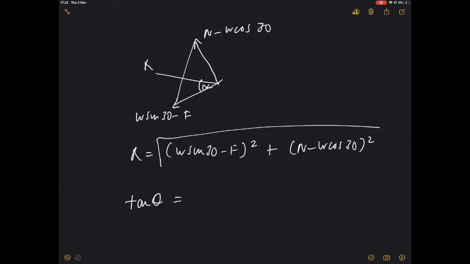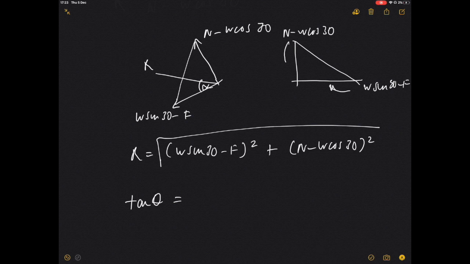If we were to just draw this out like this, we have our N minus W cos 30, and here we have our W sine 30 minus F. So this is just this point, and this is just this point. So if we wanted to calculate this, we have our opposite and we have our adjacent. So this would be N minus W cos 30, all divided by W sine 30 minus F.